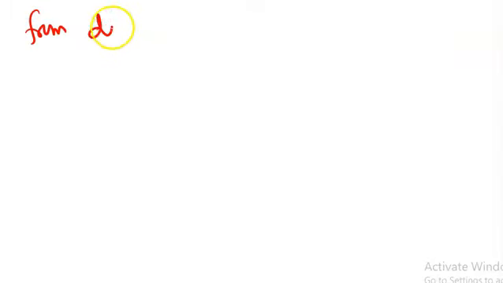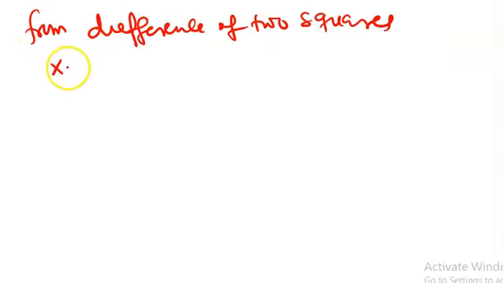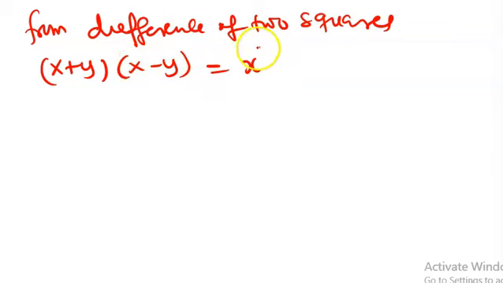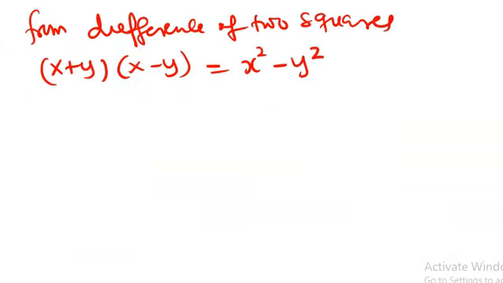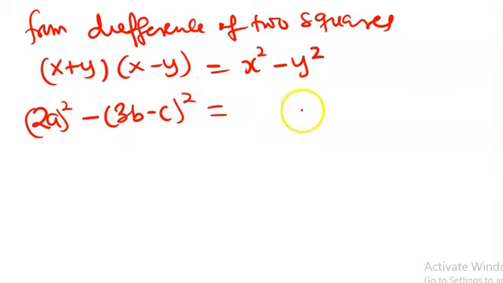Okay, from difference of two squares, if you have x plus y times x minus y, then we are going to have x squared minus y squared. Now let's go back to the expression. See, we have 2a here, 2a here, 3b minus c, 3b minus c. So only the sign differs here, so we can apply difference of two squares. So from that, we are going to have 2a all squared minus 3b minus c all squared. Then 8 times minus 5 will be minus 40.